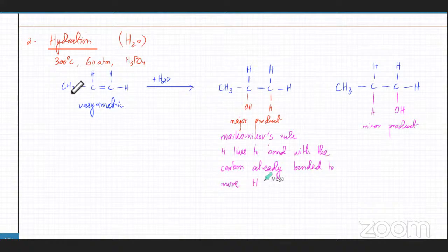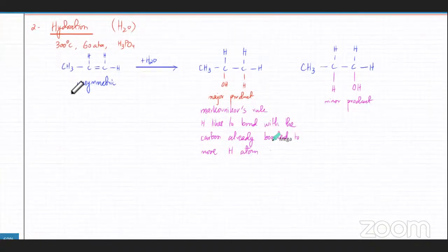We'll also study the reason behind Markovnikov's rule. Okay, let's quickly do that. What was the reason for Markovnikov's rule? Does anyone remember?